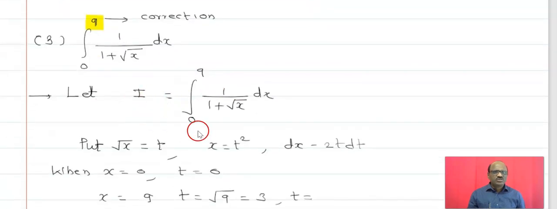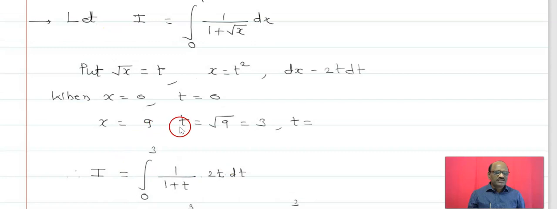Let I is equal to the integral from 0 to 9 of 1 upon 1 plus root x dx. Now put root x is equal to t. Therefore, squaring on both sides, you will get x is equal to t square. Differentiating, dx is equal to 2t dt. When the lower limit x is equal to 0, t is equal to 0, and when x is equal to 9, t is equal to root of 9, that is 3. T is equal to 3.